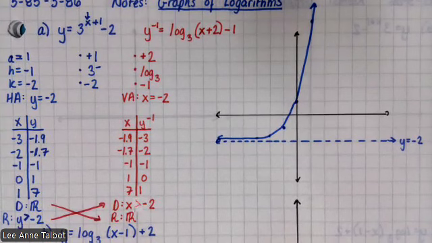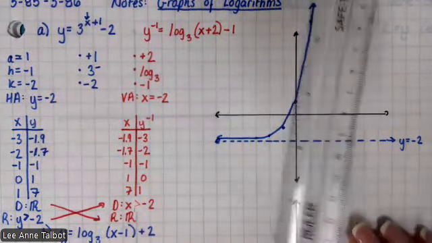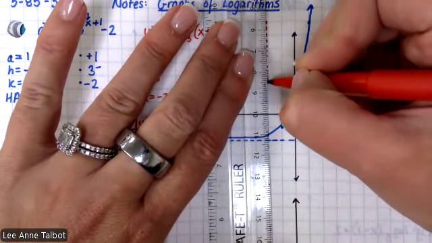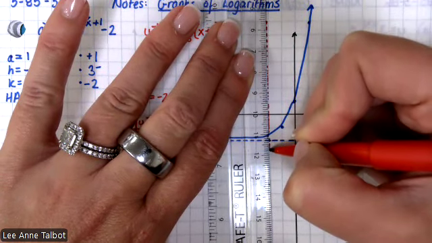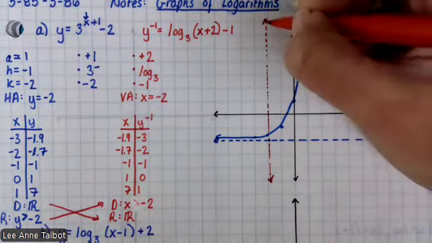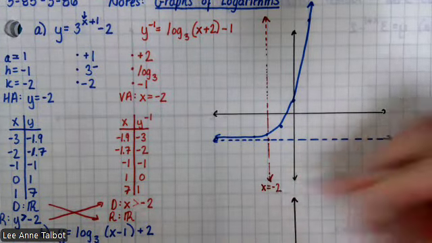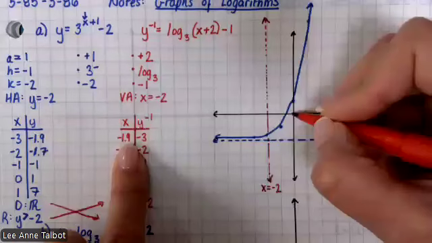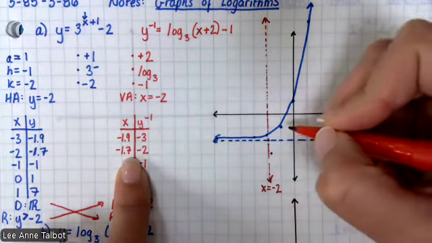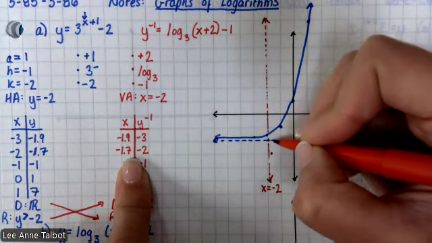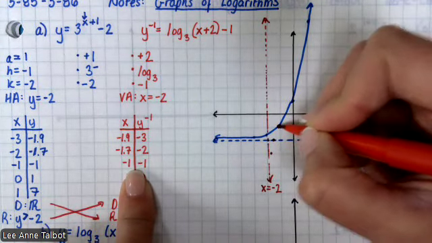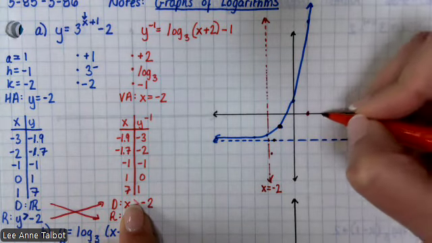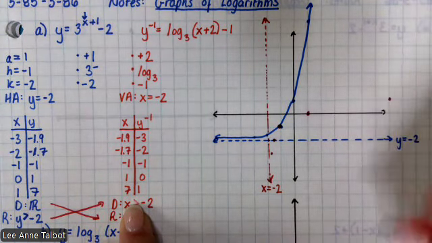Okay, last thing we need to do is graph it. So I graph the asymptote first. X equals -2 is over here. -1.9, -3, -1.7, -2, -1, -1, 1, 0, 7, 1.